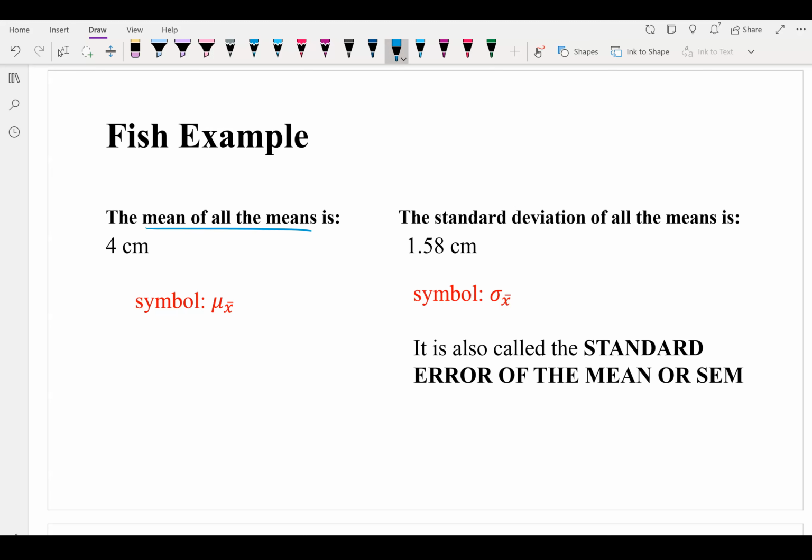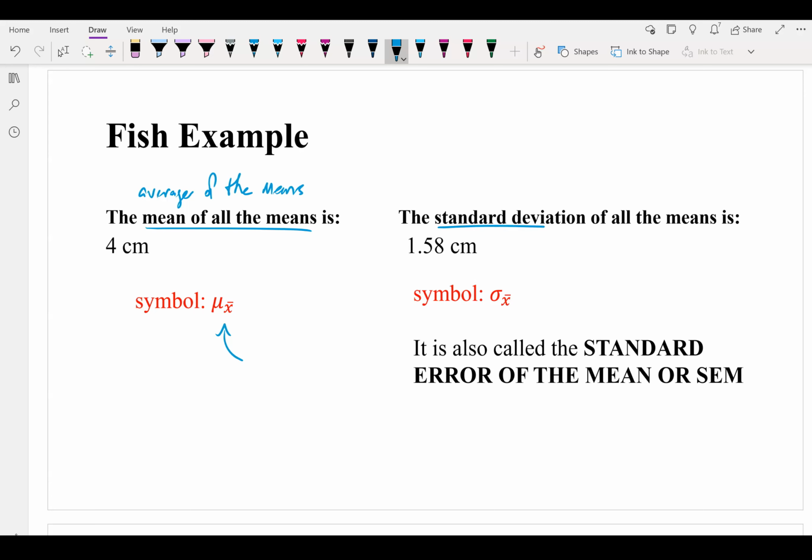The mean of all the means, the average of the means. In other words, when you get all the means, the average of every single sample, and then you get the average of that, you get the mean of the means. It's 4 centimeters. The symbol is mu with the x bar. The mu meaning the average and the x bar meaning the mean, or also the average. So it's the mean of the mean. It's this like circular idea.